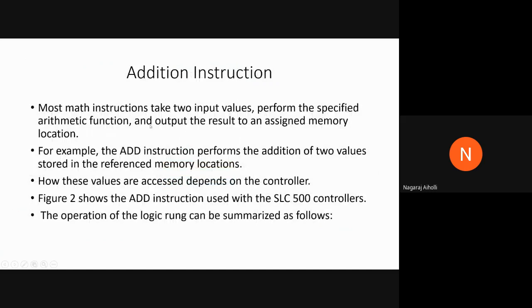Most mathematical instructions take two input values, perform the specified arithmetic function and output the result on a memory location. That is, they operate on two input values, perform the required operation, either addition, subtraction, multiplication or division, and the answer will be stored in the memory location. For example, the add instruction performs the addition of two values stored in the memory locations. Now, how these values are accessed depends on the controller.